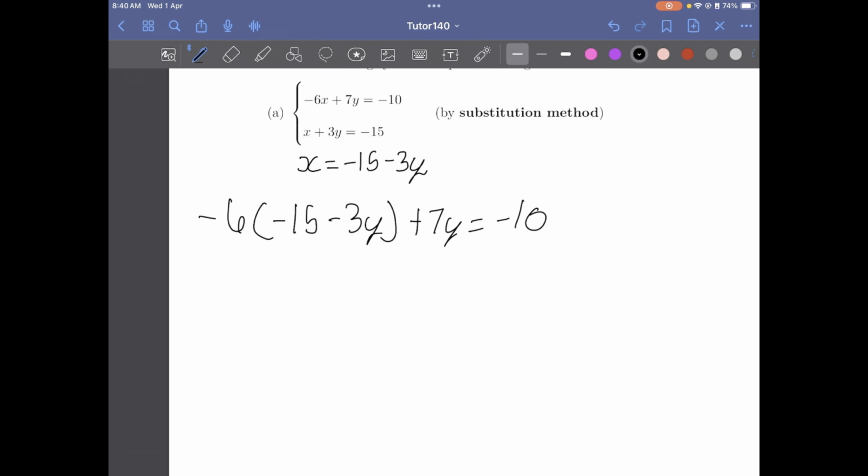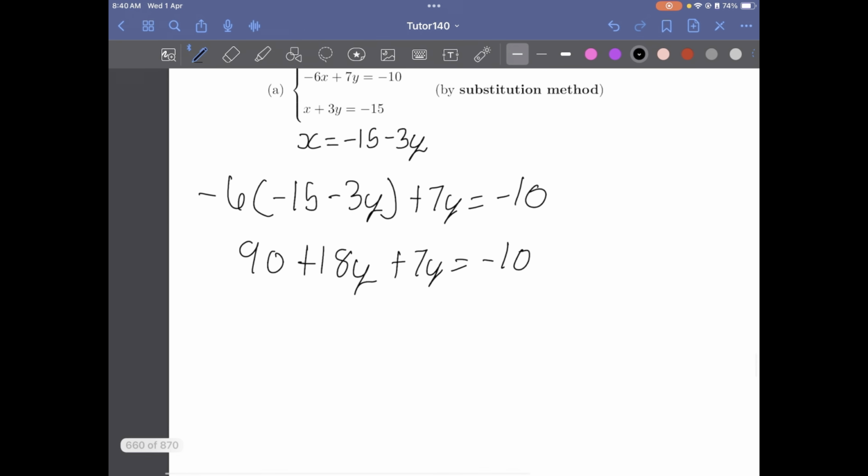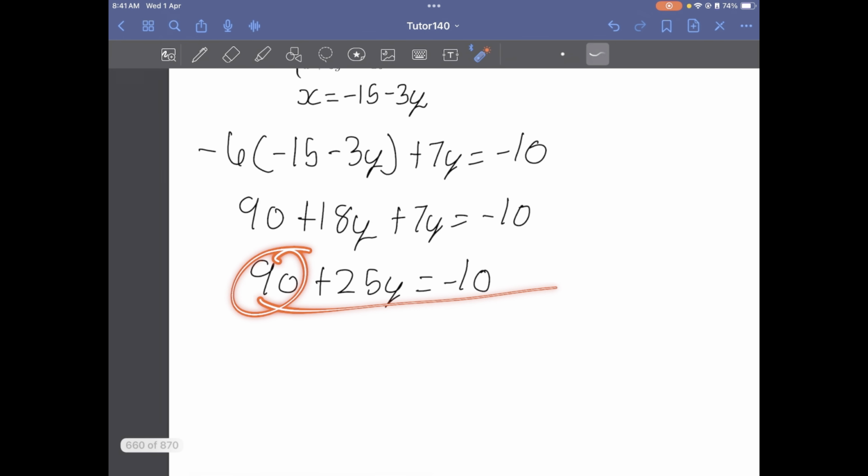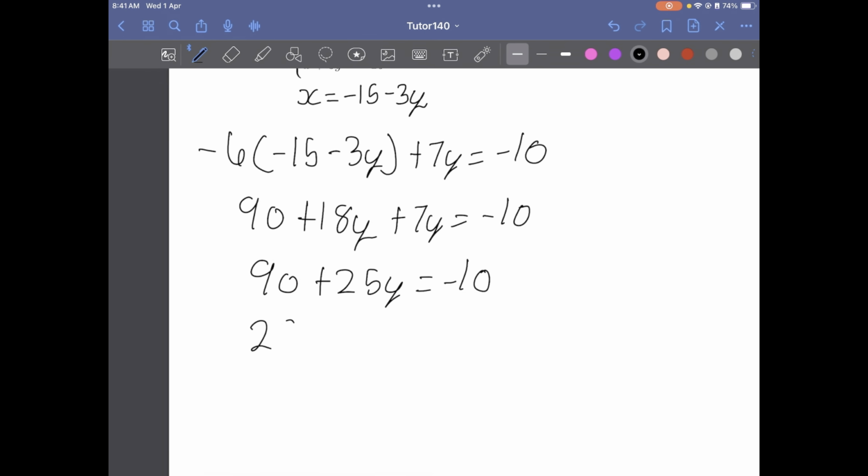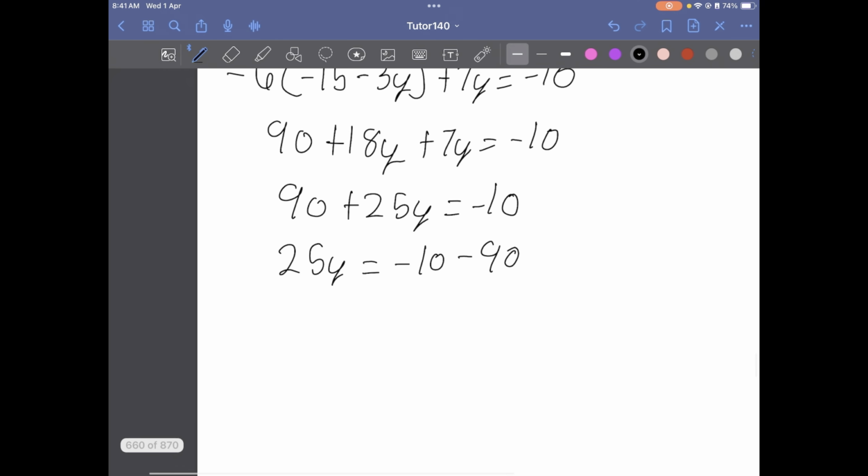So 6 times 15, that's 90, positive 90, because the negative times the negative is a positive, and then plus 18y, again, negative times negative is a positive. I'm going to bring down the rest. 18 plus 7 is 25, so we have 90 plus 25y is equal to negative 10. We're going to transpose and send this 90 over. That's going to be 25y is equal to minus 10 minus 90. 25y is equal to negative 100.